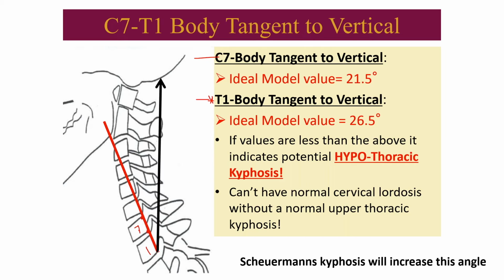I'm doing that same idea of the vertical line. I draw a dot at the back of T1, the posterior inferior aspect. I draw a perfectly vertical line straight up. Then I draw that line that follows the back of the body of T1, straight up, and I get this measurement right here. The ideal value is 26 degrees. So if I see 26 degrees, that means my patient has a normal thoracic kyphosis.